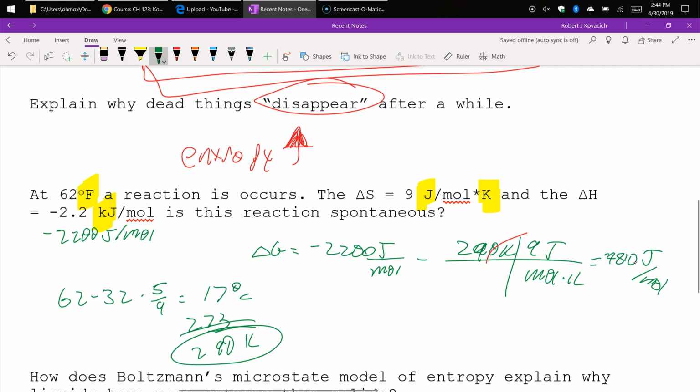Could we have answered this question without doing the math? The question only asks, is this reaction spontaneous? And the answer is yes. And I know it's yes because it's becoming more chaotic because the S is positive, and it's losing energy because the change in enthalpy is negative. So I didn't have to do the math. I could have just said, yep, has to be. There are no circumstances where this would not be spontaneous.